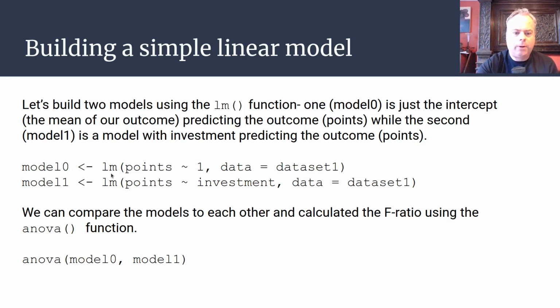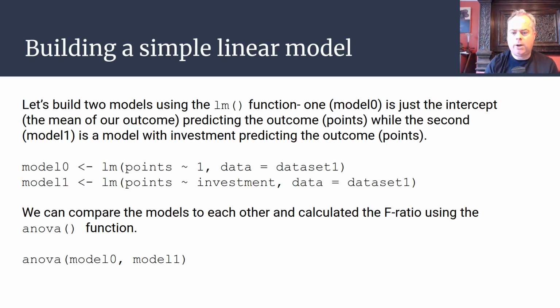Okay, so we're going to set up our two models. We're going to use the lm function. So model 0, I'm going to say, is a linear model where you have points predicted by, and we just put a 1 here to capture the fact that it's an intercept-only model. And we're going to use dataset 1. So that's our first model. Our second model, which I'm calling model 1, is a linear model where points is predicted by investment.